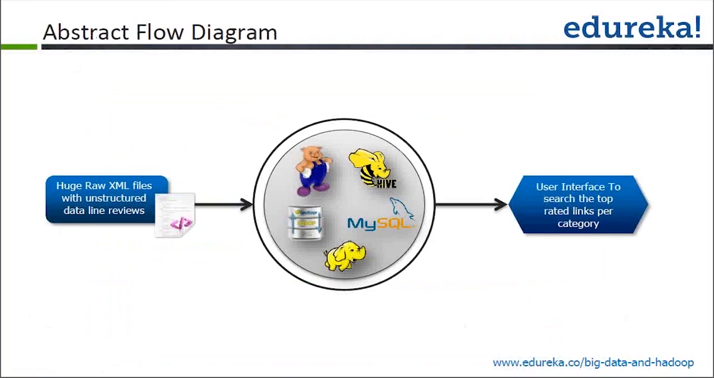So here is the thing, guys. We have a data set that is available as XML, and it's basically a huge XML file which we are getting from the site. Now what you have to do is get this data inside Hadoop. So that's the first step.